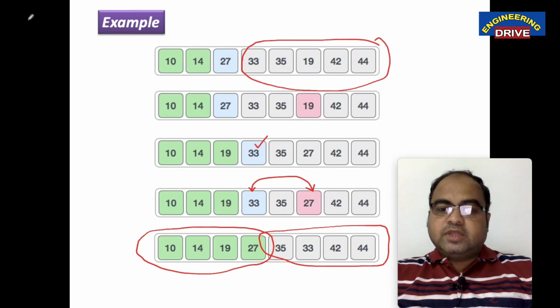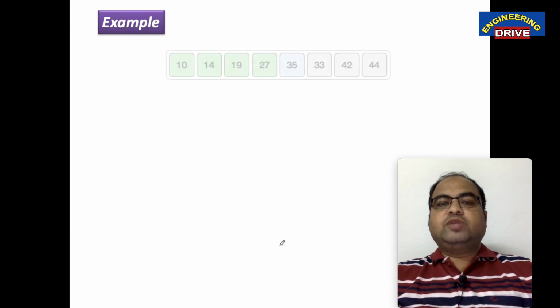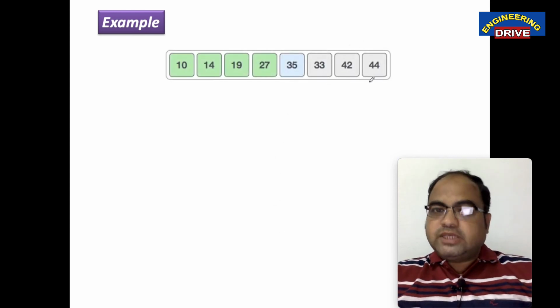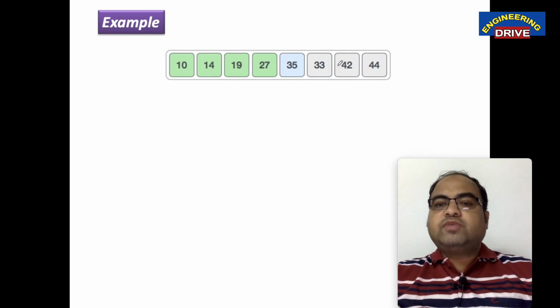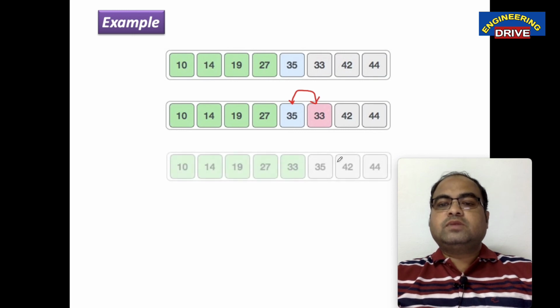Is it clear? Now tell me which number I should select now. I need to select the number 35. Let me continue. So 35 selected now. From these three elements, which is the smallest value we have? 33 is the smallest value. So what do we need to do next? We need to swap these two numbers.